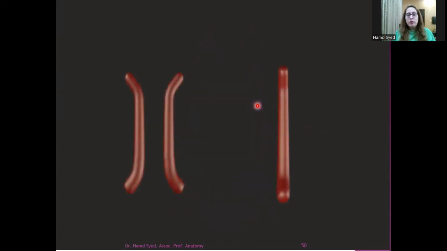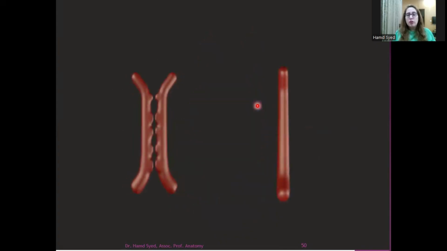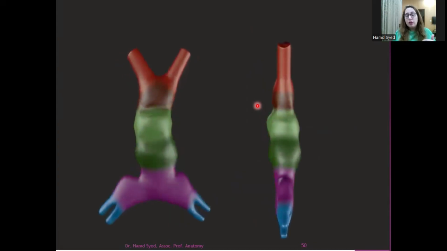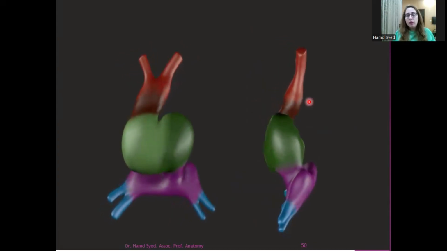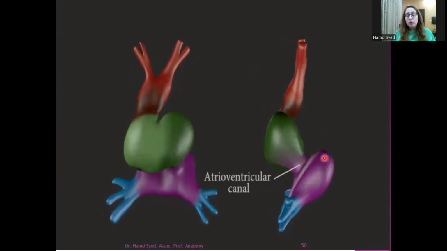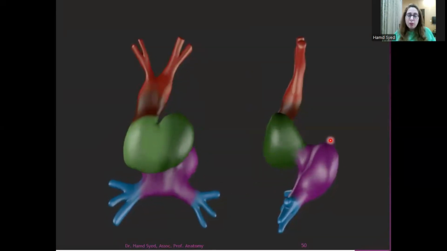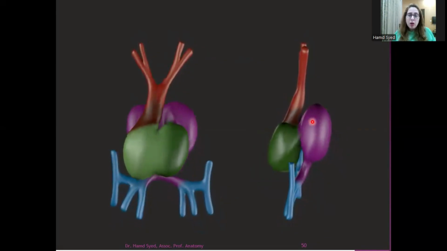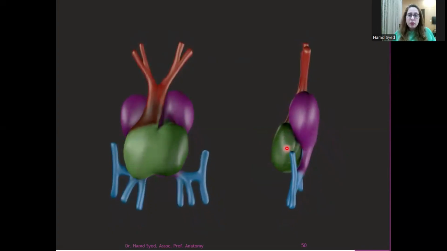This can be better understood when we are looking at this process from the side view or the profile. We can see this portion in purple, which are the primitive atria. They are moving upwards and they're coming dorsal, whereas this portion in green, that is the ventricles, is now anterior.